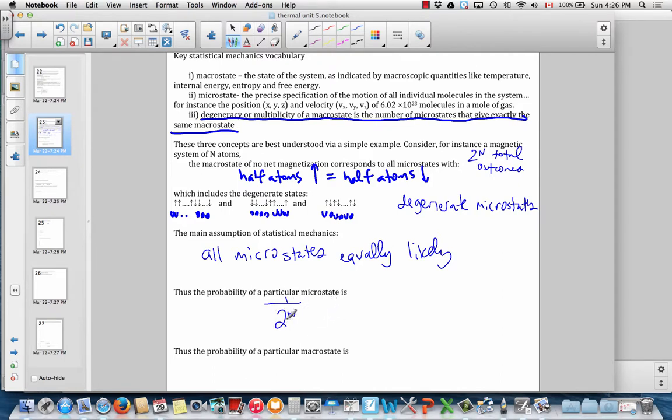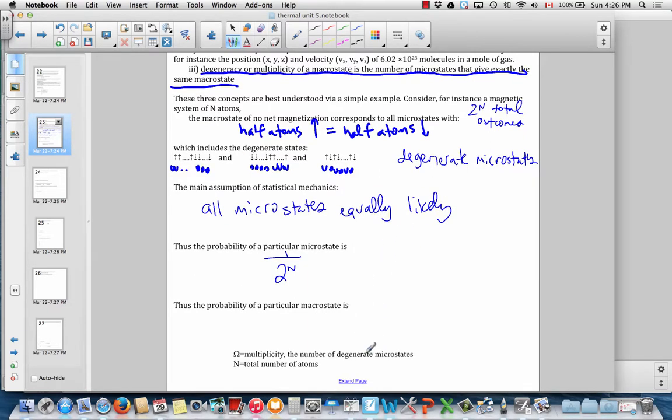But for the macrostate, if we define omega as being the degeneracy, then for a particular macrostate, the probability becomes omega over 2 to the n, because omega is the multiplicity or the number of degenerate microstates, and n is the number of atoms. So we see that the macrostates that have the highest degeneracy, i.e. the greatest number of possible internal rearrangements that give the same overall macroscopic state, will be the most likely ones, as we've seen before. So that's largely a review.